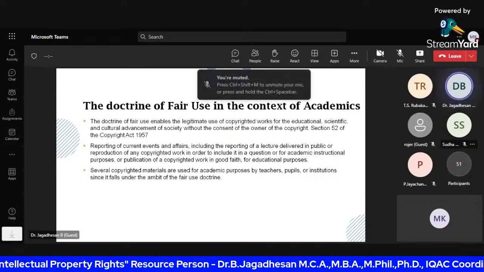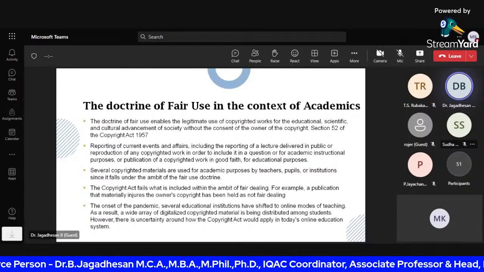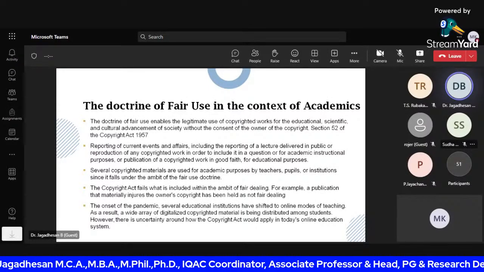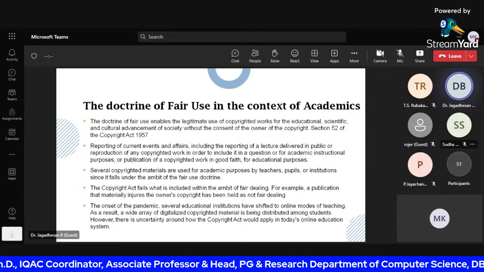Same thing, that is reporting of current events and several copyrighted materials used for academic purposes by teachers, people, or institutions, since it falls under the ambit of the fair use doctrine.